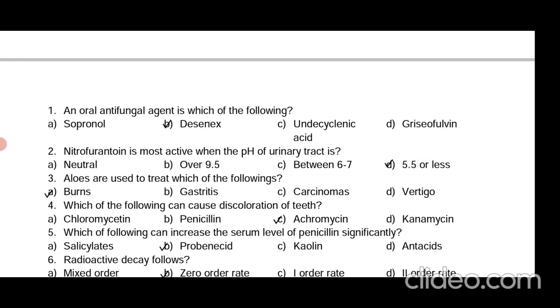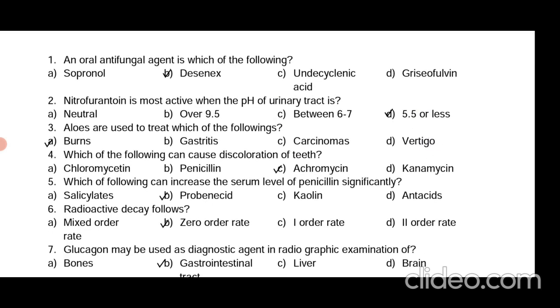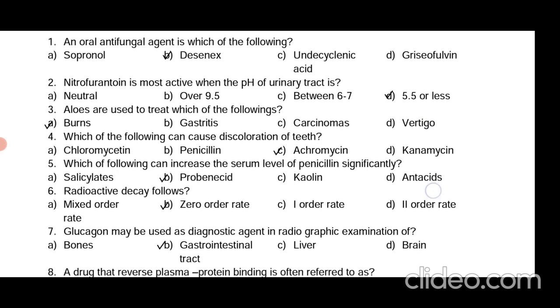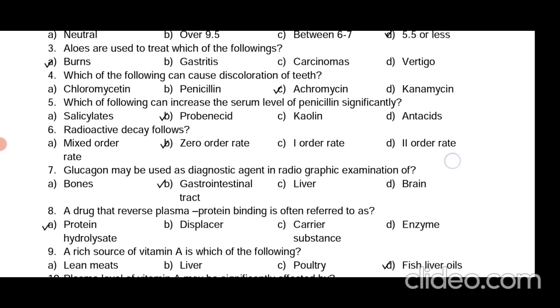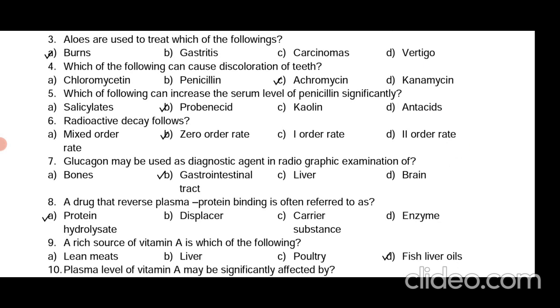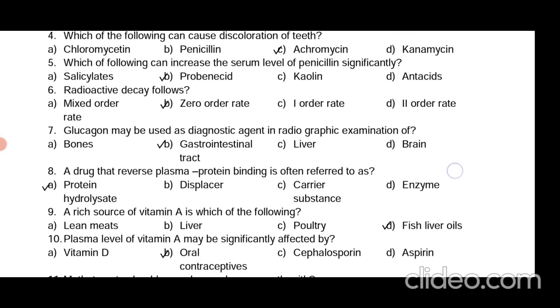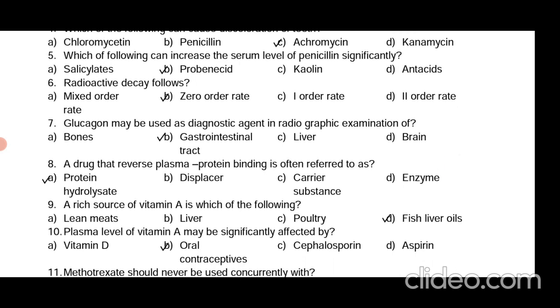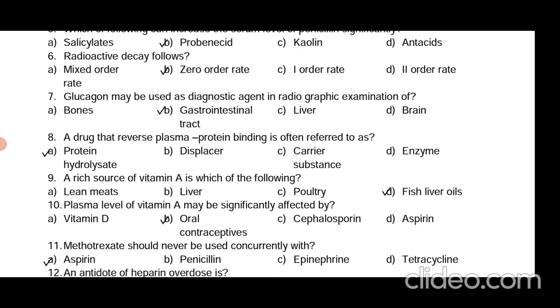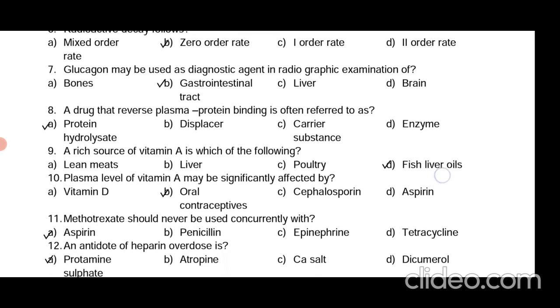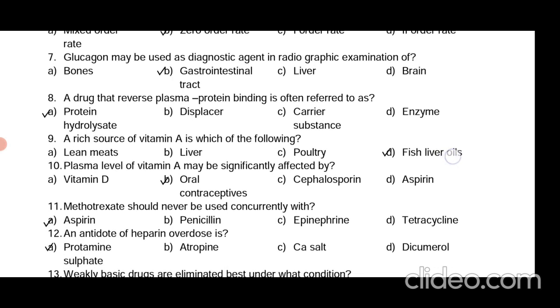Radioactive decay follows a zero order rate. Glucagon may be used as diagnostic agent in radiographic examination of gastrointestinal tract. A drug that reverses plasma protein binding is often referred as protein hydrolysate. A rich source of vitamin A is fish liver oil. Plasma level of vitamin A may be significantly affected by oral contraceptives. Methotrexate should never be used concurrently with aspirin. An antidote of heparin overdose is protamine sulfate.